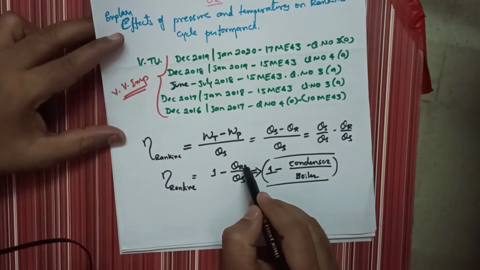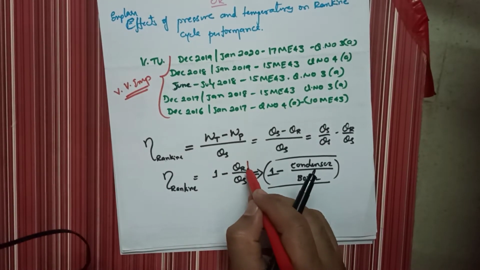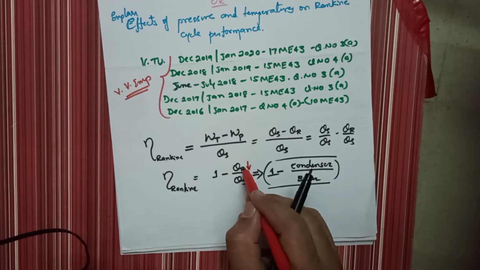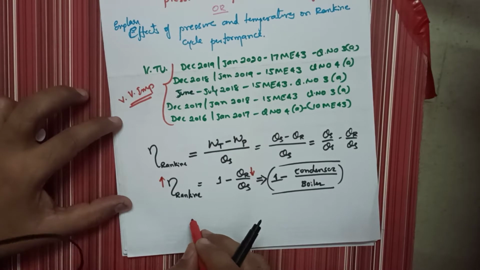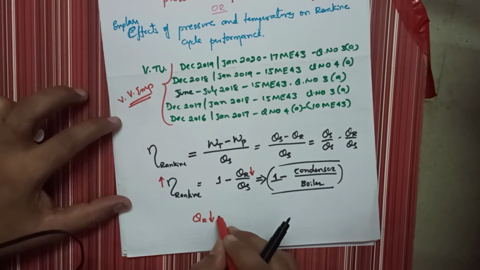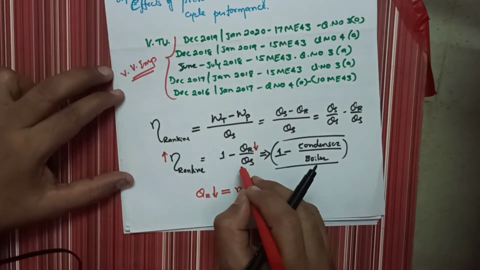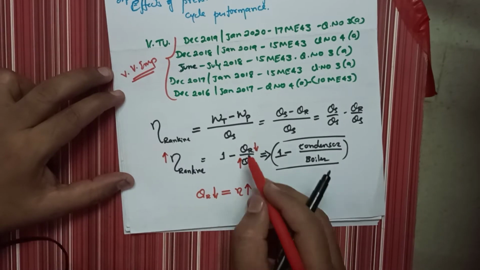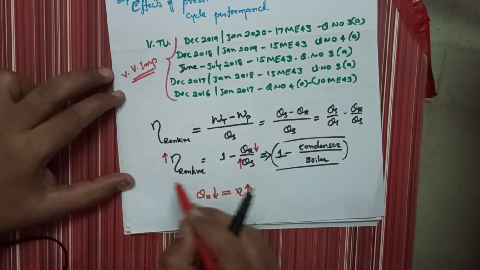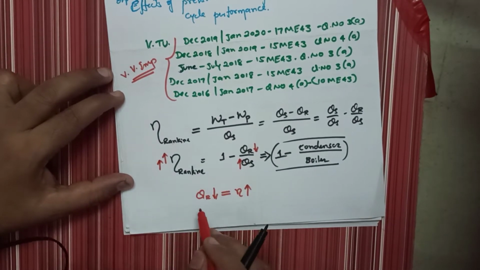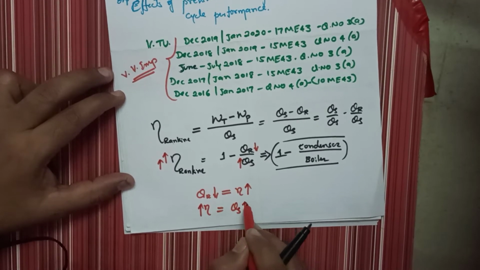If the value of Qr is less, then 1 minus a lesser value will give a higher value of efficiency. Means as the value of Qr decreases, the efficiency increases. Similarly, if the value of Qs is more, 1 divided by a higher value, the ratio will be less. So 1 minus less, again the efficiency will increase. So efficiency increases as the value of Qs increases.